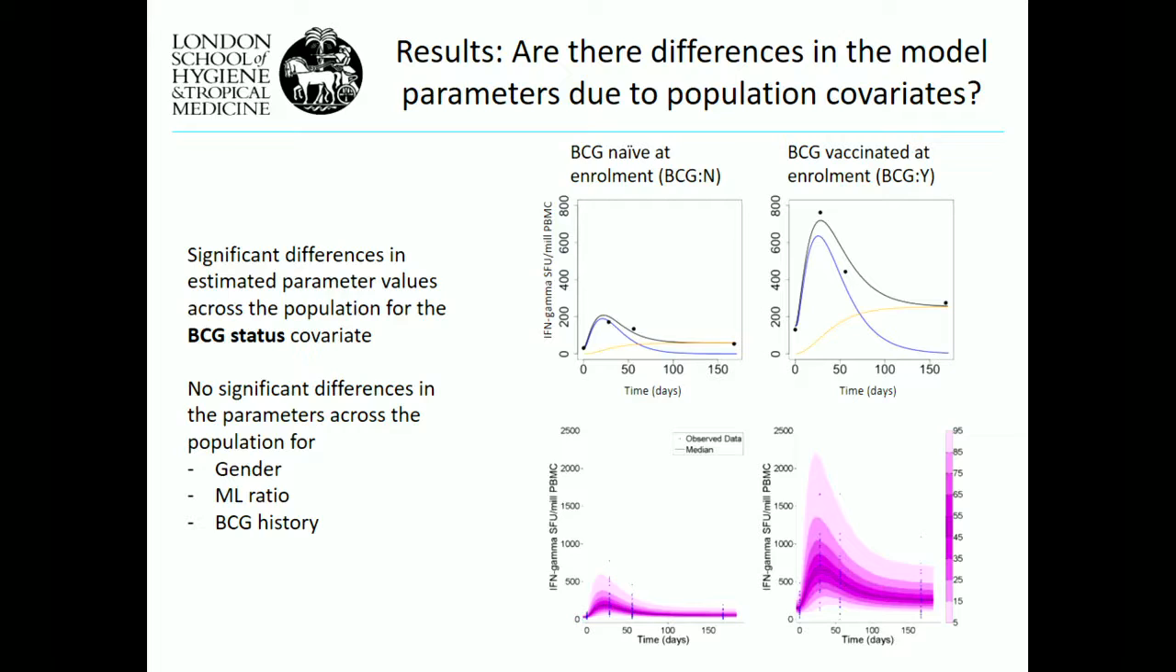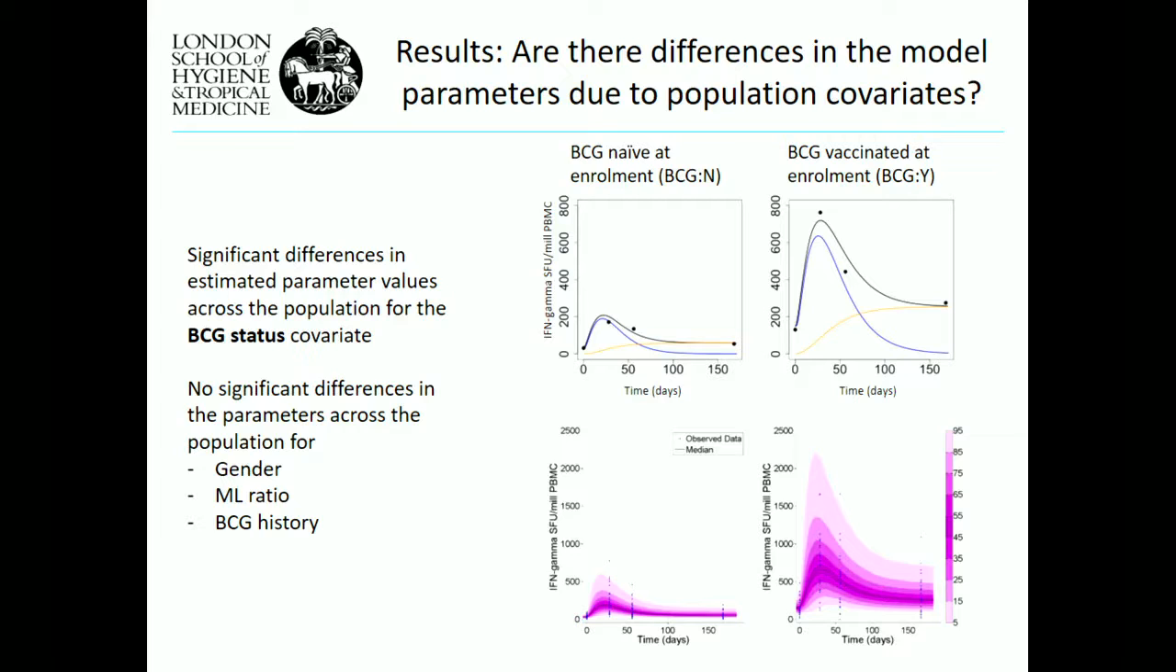The next result is to look into the population and see if there is a variation in response due to population covariates. There were significant differences in the estimated model parameter values across the population for the BCG status covariate. This was the covariate that says either you're BCG naive at enrollment to the study or you're BCG vaccinated at enrollment to the study. There were no significant differences in parameters across the population for the covariates gender, ML ratio, or BCG history.